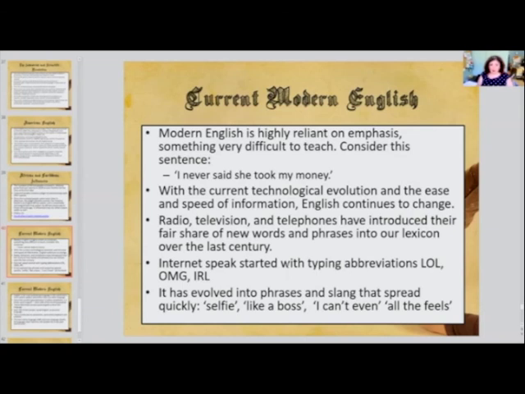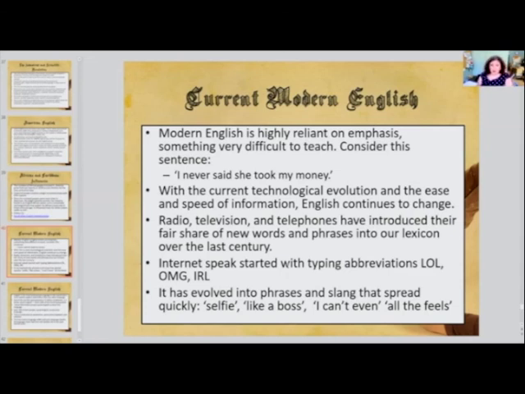I never said she took my money. Each time, a different word is emphasized. Seven different sentences in one. Very difficult to communicate and teach.